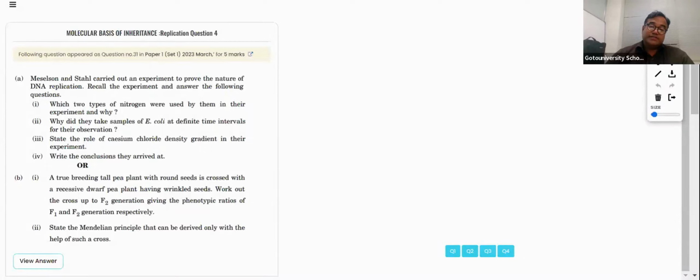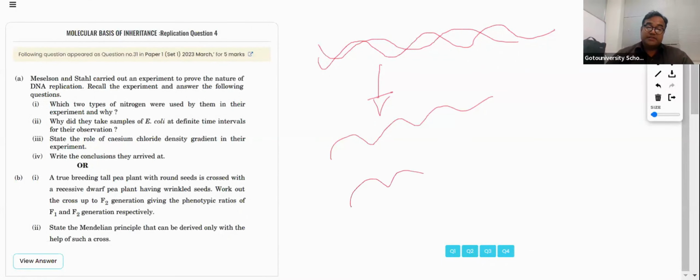So we are saying semi-conservative mode of replication. So this is double-stranded DNA. This double-stranded DNA, after getting segregated into two single-stranded DNA, each single-stranded DNA is going to make a double-stranded DNA. This is the way the DNA replication happens in the eukaryote.